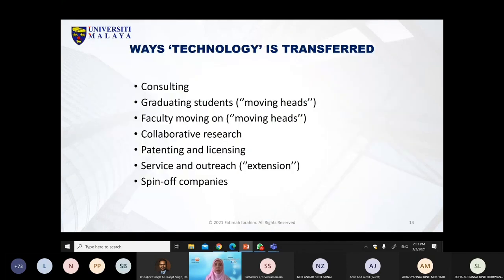So what are the ways technology is being transferred? There are so many ways. Consultation, having a seminar like this, and then graduating your students who do the research and innovation from the faculty, moving on, collaborative research, patenting and licensing, service and outreach, and spin-off companies.